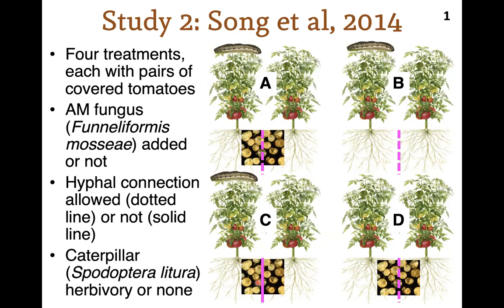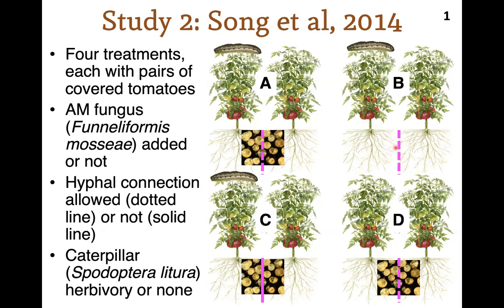And then what they did is their herbivory was being eaten by a caterpillar. So they put this caterpillar onto the plants. And so they had 4 different treatments, similar to the last experiment, A, B, C, and D. In A, they have the caterpillar, they have the mycorrhizal fungus, and they allow the common mycorrhizal network to form.